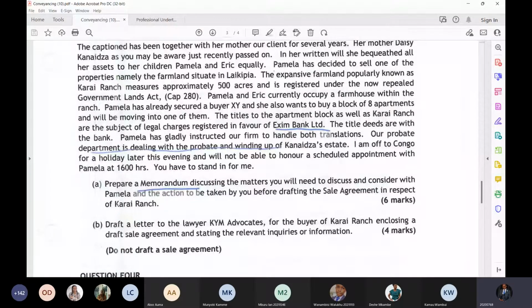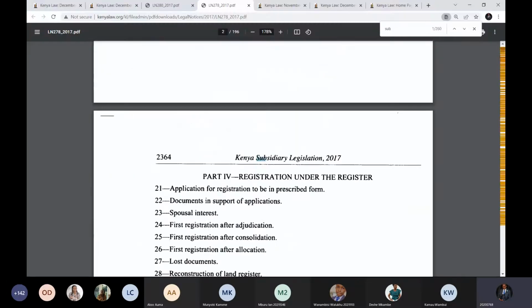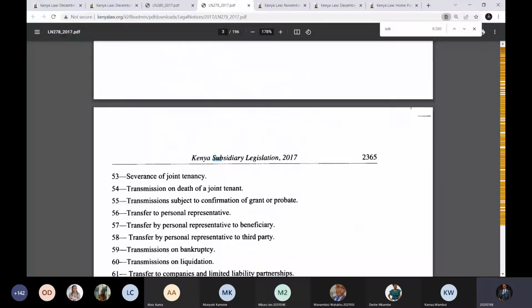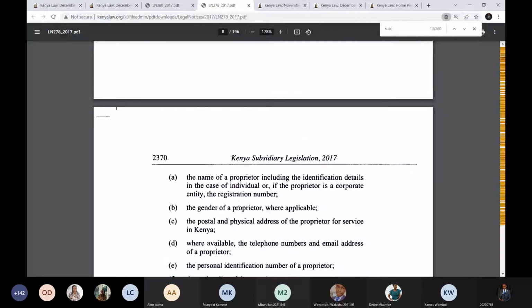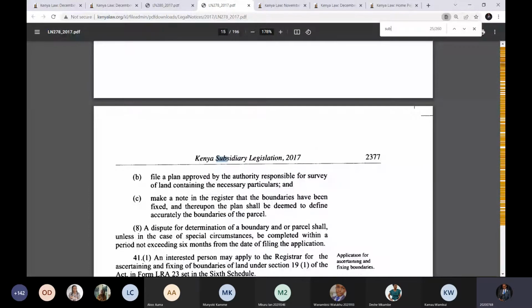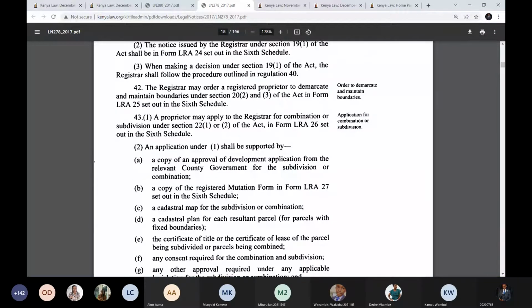So subdivision, where do we get the provisions for subdivision? It's just the same one that I've given you. Legal Notice Number 278. Under Legal Notice Number 278, the process of subdivision is found there. Start reading from regulation number 43.